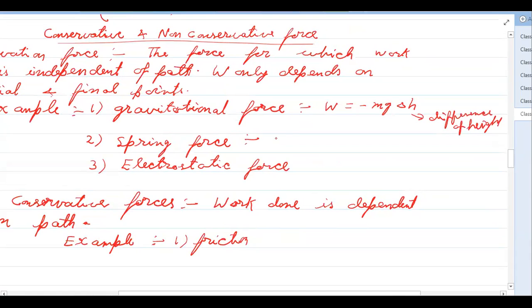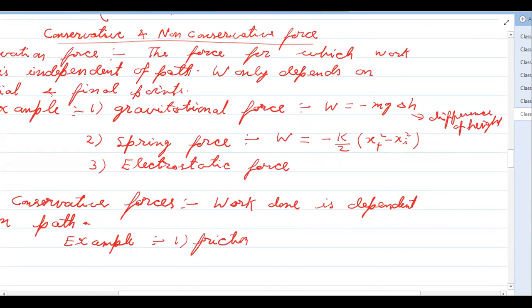Similarly, for spring force, the work done is how much? Minus k by 2 times x final square minus x initial square. So xi and xf are the compression or expansion of the spring. Okay. Similarly, for electrostatic force also we have the position dependence.